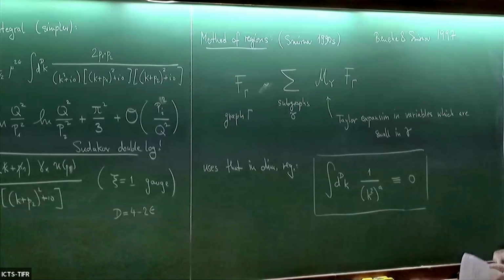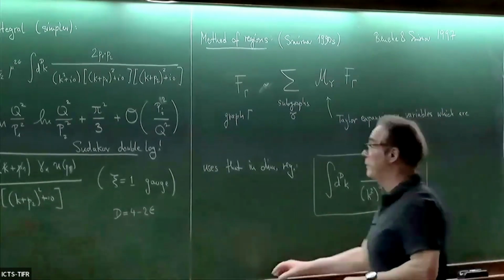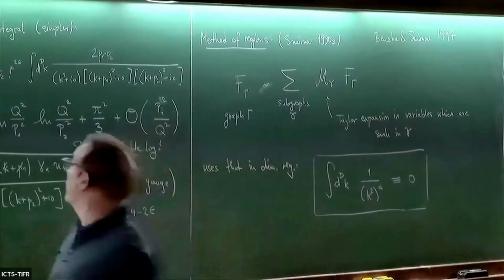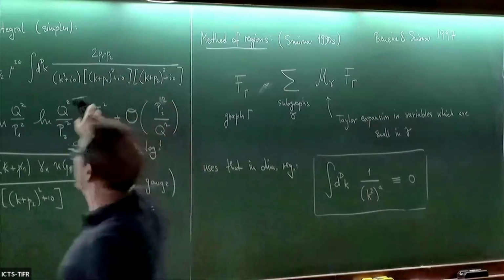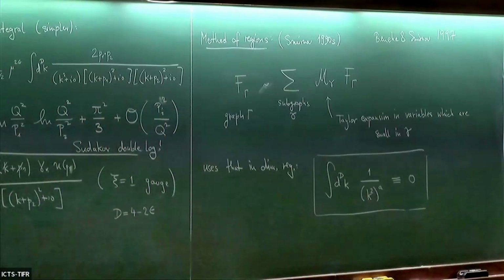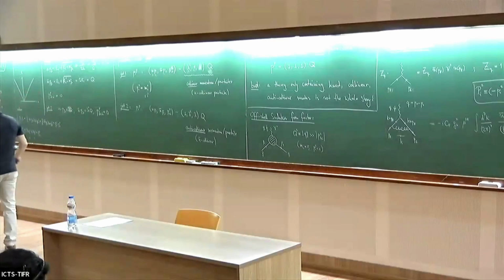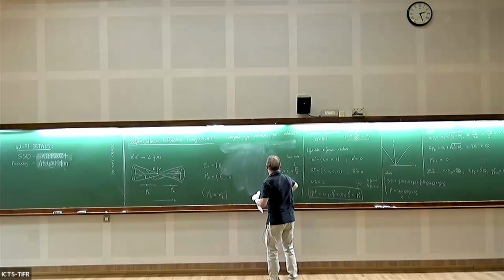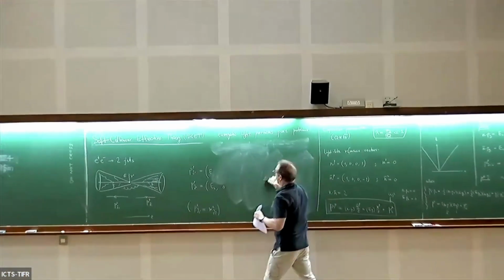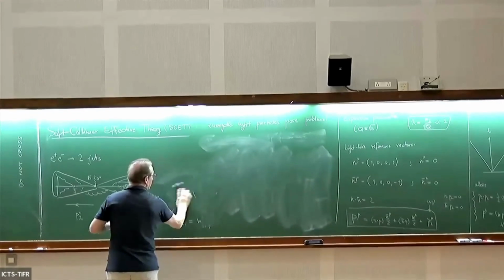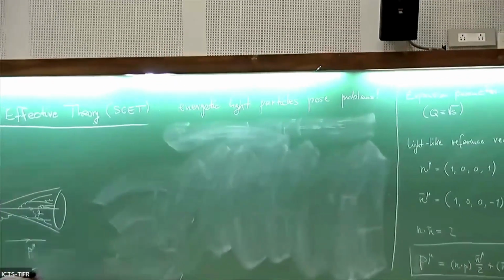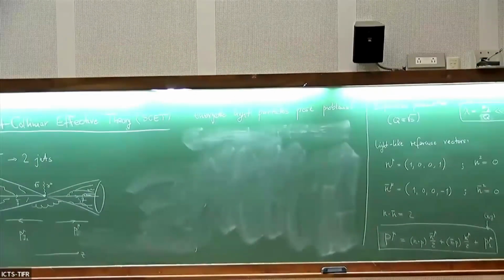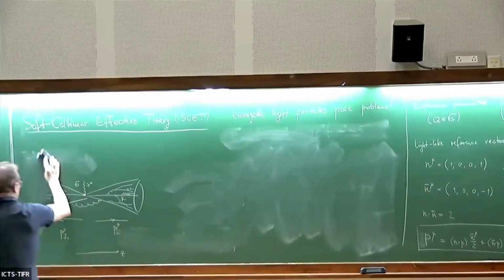But what I will do now, and I will do one more integral before the break, is start taking this integral and decomposing it into regions, and we'll do that until we reproduce the final result. Different regions in the loop momentum. Exactly.